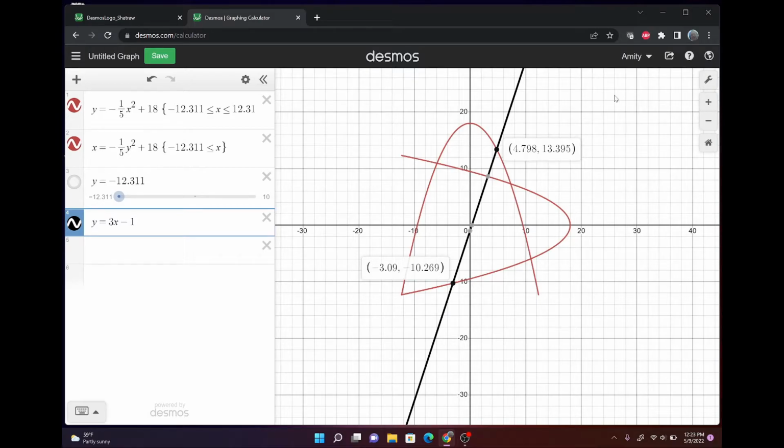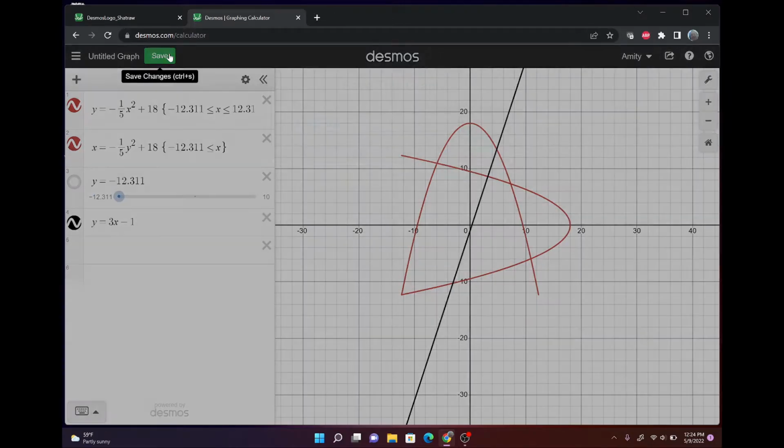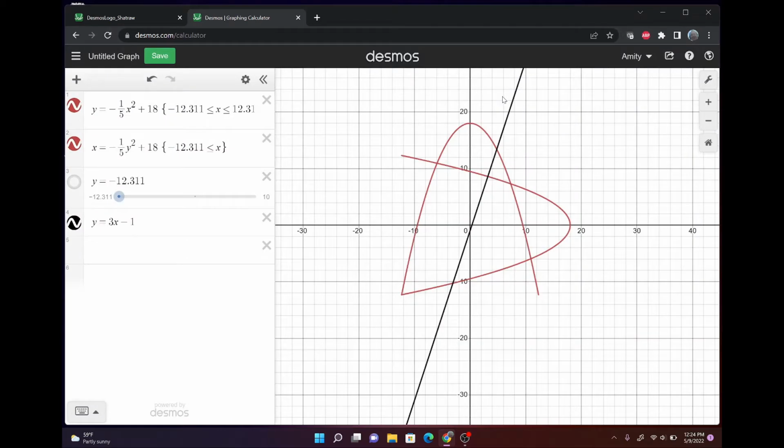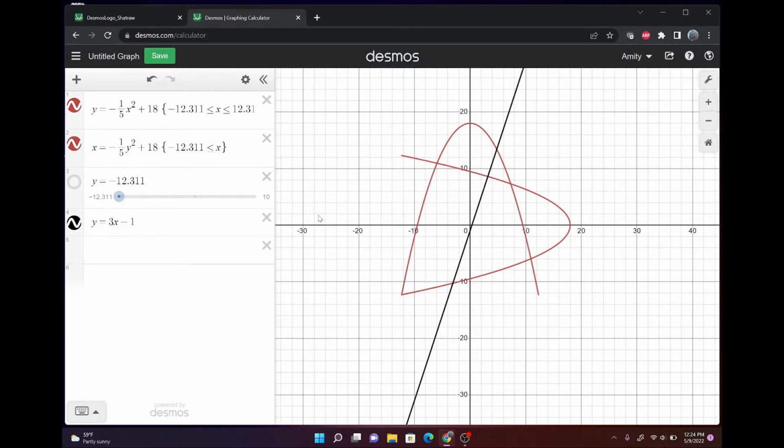Don't forget, before you turn in your project, to turn off the grids and to click save on your graph so that you have it for later. And then make sure that after you've done all of that, that you share that graph. So go throw your letters in there, whatever letters you want right now.